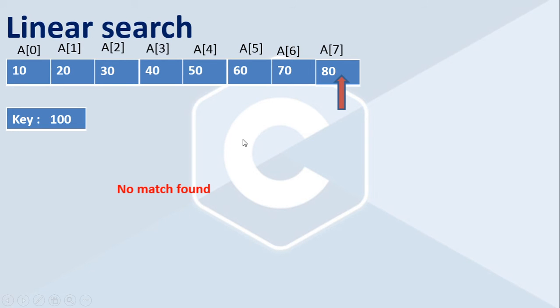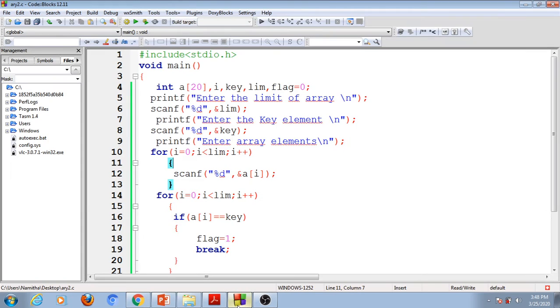Right, so these are the two possibilities. One is that a match is present. If a match is present, then we want to display the location of that match. If there exists no match in the whole array, then we want to display that no match was found. Okay, how to write the program code? Now we can consider the program code.